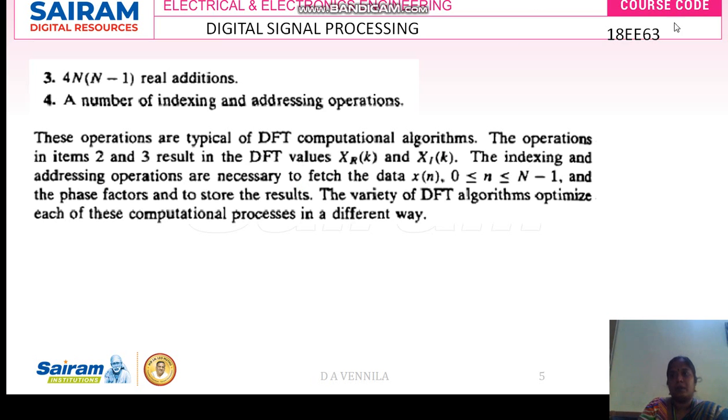So this is about the basics of DFT, that is the fast Fourier transform, how computational efficiency is increased, and the difference between DIT and DIF, and the difference between the DFT and the FFT algorithm.